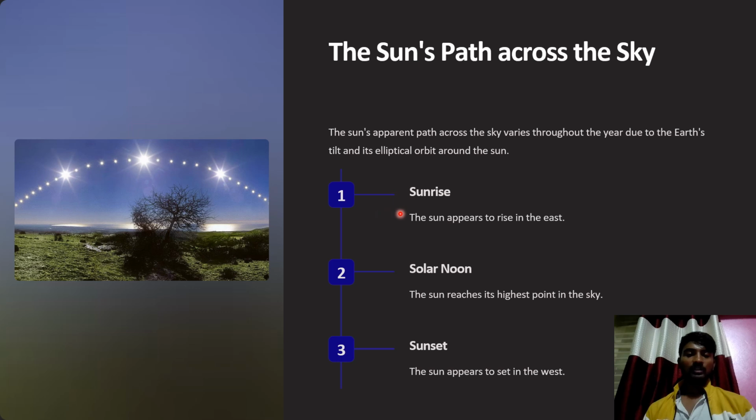So how does the sun rise? The sun appears to rise in the east, and at solar noon the sun reaches the highest point in the sky, as shown in the figure. At sunset, the sun appears to set in the west. It rises from the east and sets in the west.